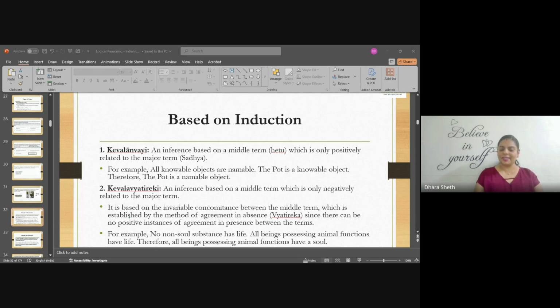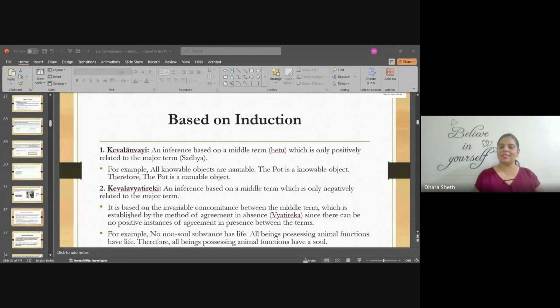One example here is: no non-soul substance has life. These are questions which have been asked in exams. They ask this kind of example. No non-soul substance has life. So something that does not have a soul does not have life. No non-soul means everything that has a soul has life.